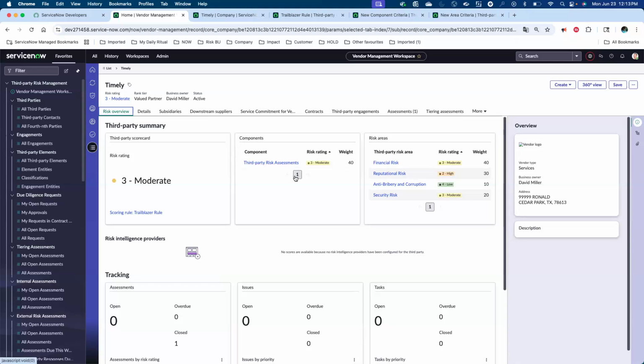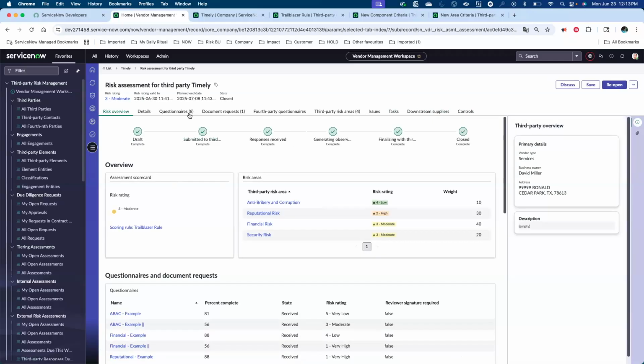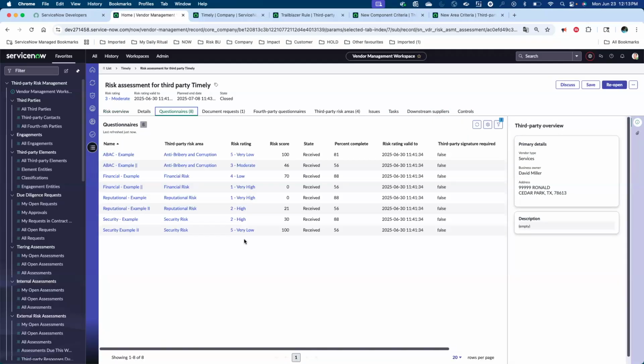What we have not thus far investigated is how these individual questionnaire ratings themselves are being calculated. That is something we will investigate in a little bit, but that's a high level of how the calculations have been tallied up for the third party Timely. So with that, we will continue and investigate some other third parties, and then ultimately do a deeper dive into how these questionnaire ratings are derived.